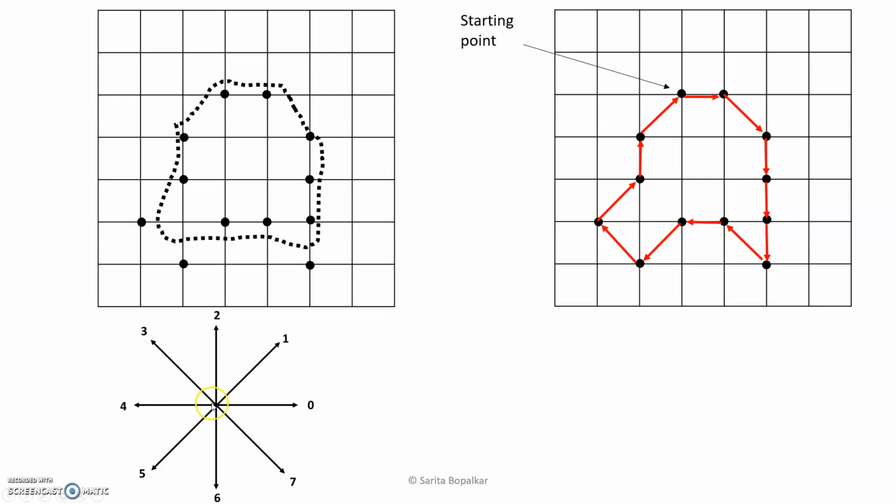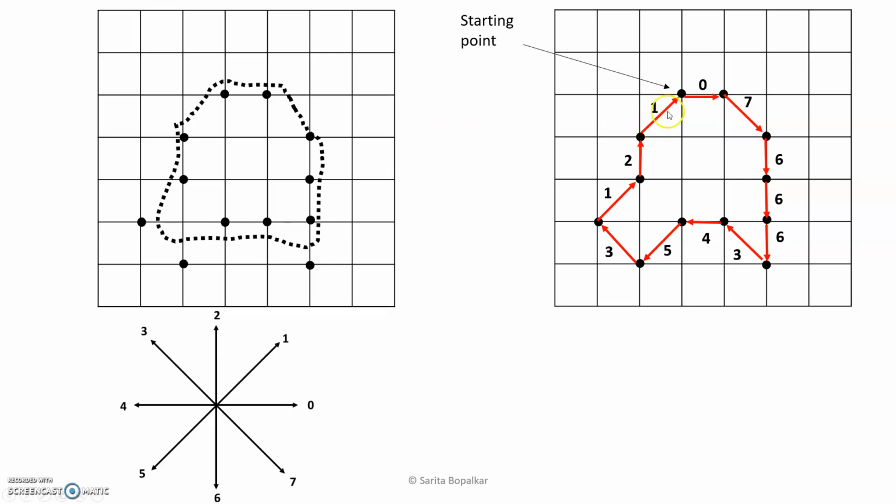Now here we are using 8 connectivity, and these are the numbers which are assigned according to the direction. Now here the direction from this point to this point is represented by number 0. Now this direction is represented by number 7. Like this, this direction represents number 6. Then this direction is represented by number 3, 4, 5, 3, 1, 2 and 1.